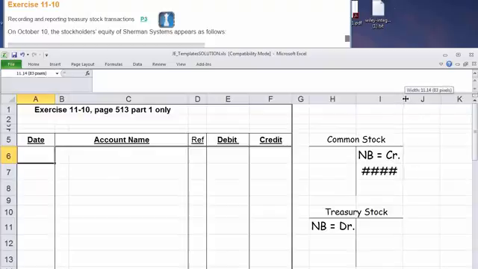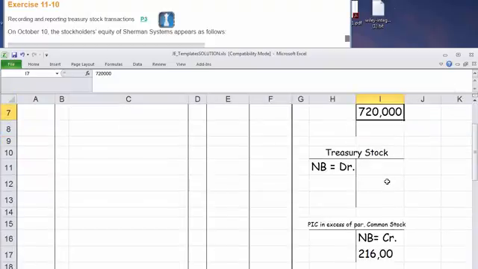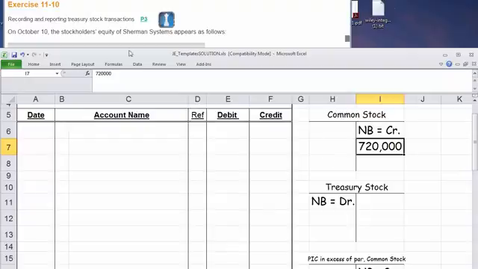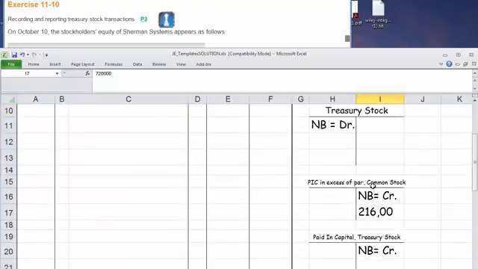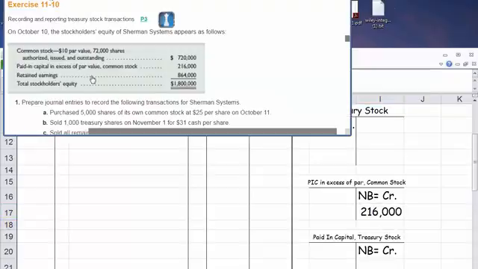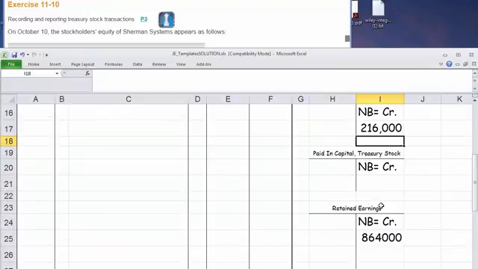And what I've done is I've actually set up some T accounts so you can visually see the balance in the respective accounts. Paid in capital in excess of par, we have 216,000. And we have our retained earnings, which has a balance of 864,000, which is also on the credit side. These are our balances prior to any journal entries.